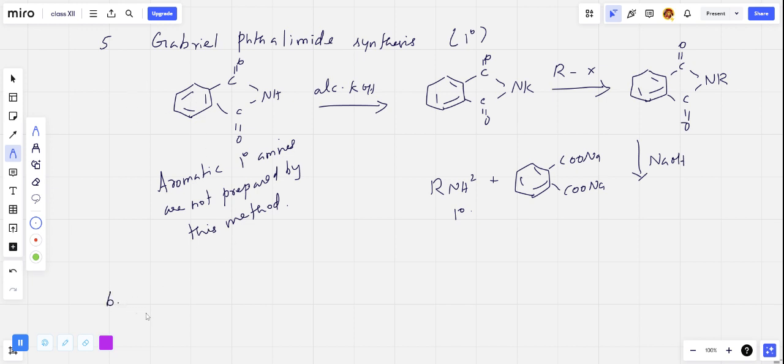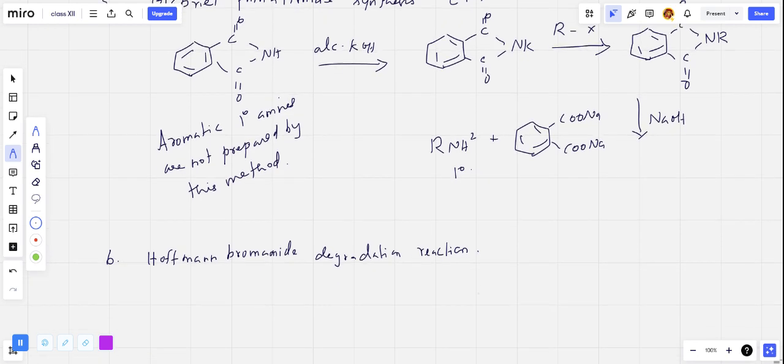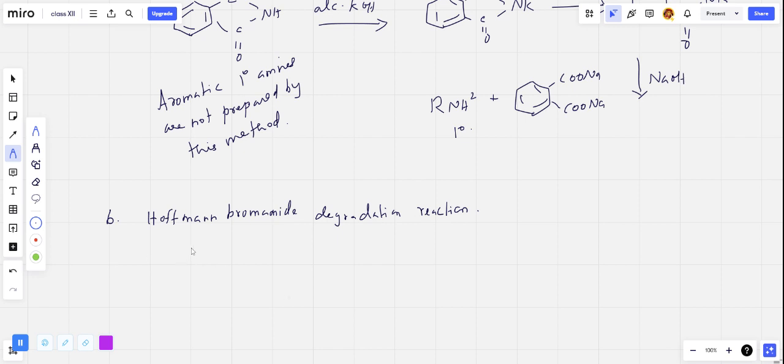Next one, which also comes under naming reaction, Hoffman bromamide degradation reaction. What do you mean by degradation? Degradation means the number of carbons in a substrate will be less in the product. Okay, so Hoffman bromamide degradation.